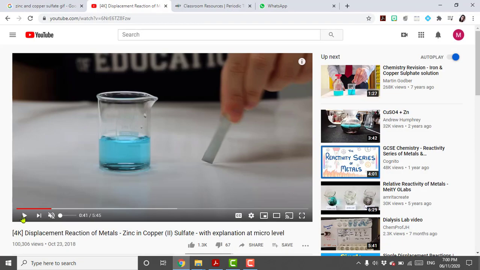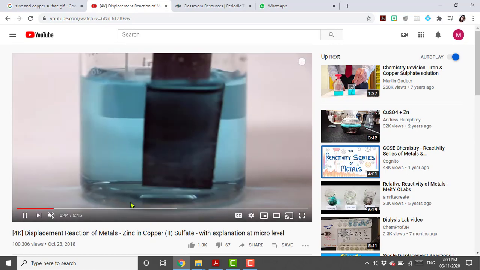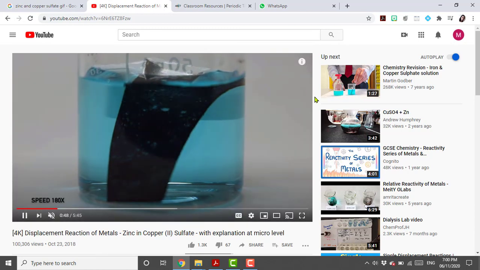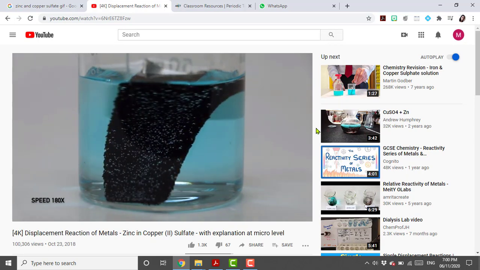So very quickly now, let's just look at what it actually looks like. This is zinc metal being placed into copper sulfate solution. As you see, it starts off as being silver, and the copper sulfate is blue. Very beautiful reaction taking place here.